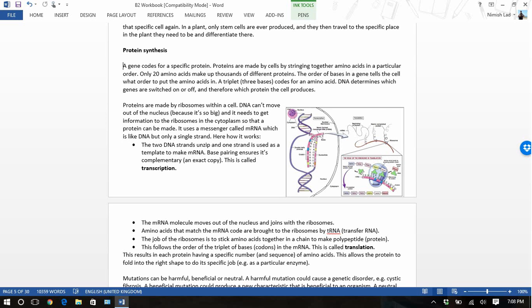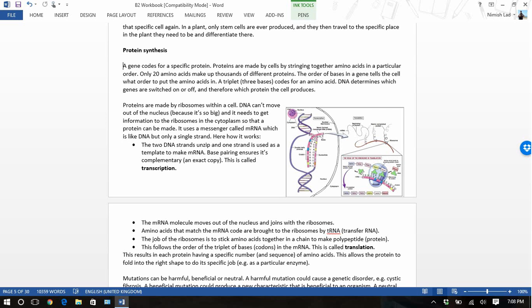DNA determines which genes are switched on or off, and therefore which proteins the cell produces. It's pretty straightforward. Proteins are made by ribosomes, as we said before, in the cell, and DNA can't move out of the nucleus because it's too big, and it needs to get information to ribosomes in the cytoplasm so that a protein can be made. So it uses something called a messenger, mRNA, messenger RNA, which is like DNA, but it's only a single strand. So this is what it does. The 2 strands of DNA unzip, so you have your double helix, it unzips, and 1 strand is used as a template to make the mRNA.